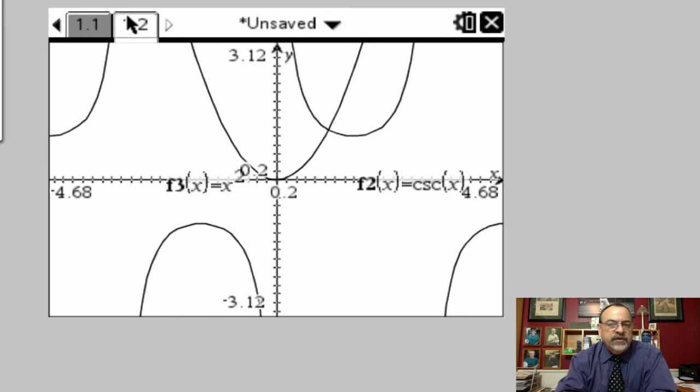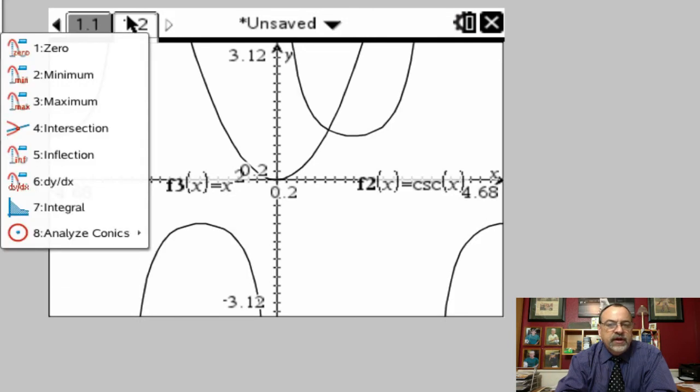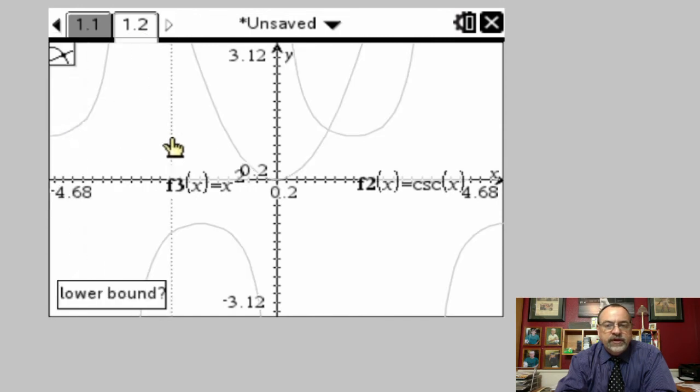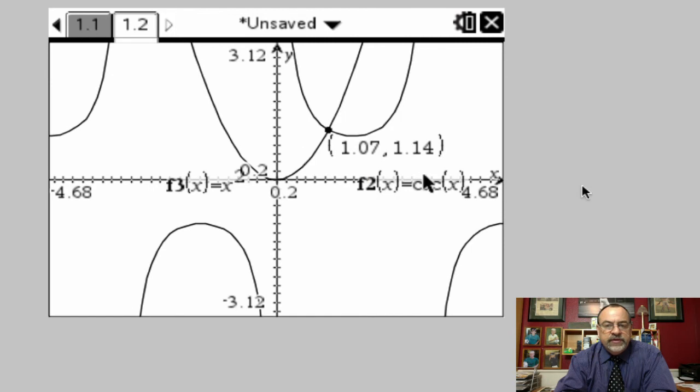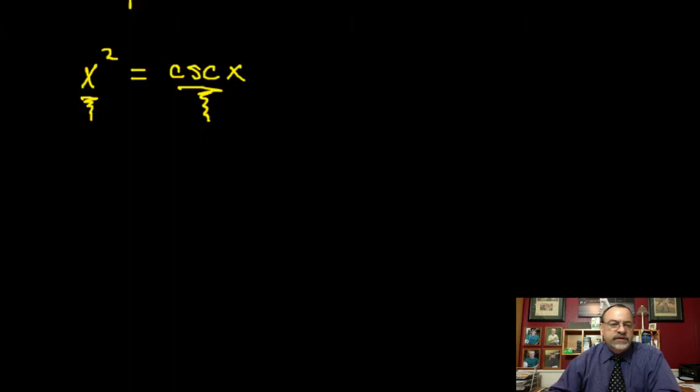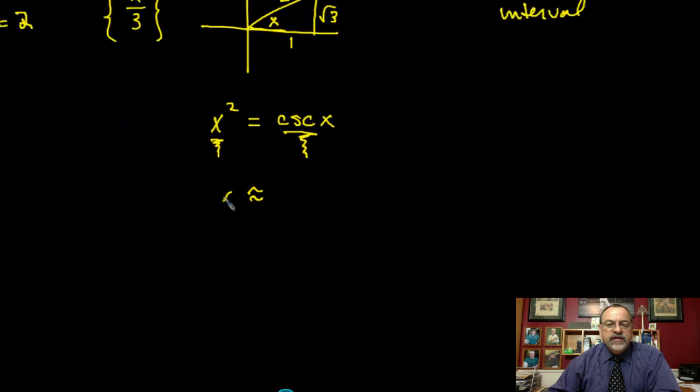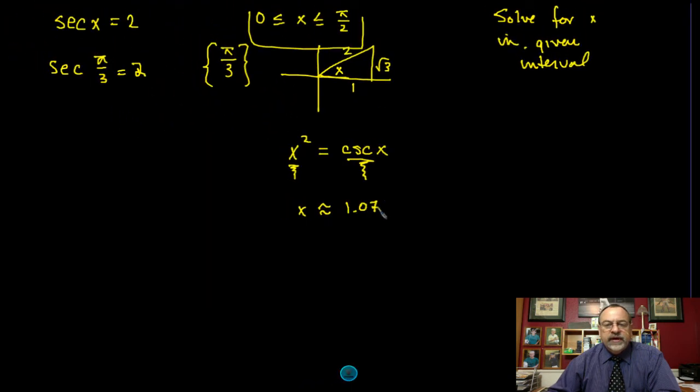So you would then use your calculate button. You'd want to find the intersection of those 2 points, and the intersection is somewhere between here and here. So I get an x value of 1.07, and so this would be the answer to my equation, 1.07. And again, that is arrived at by using my calculator.